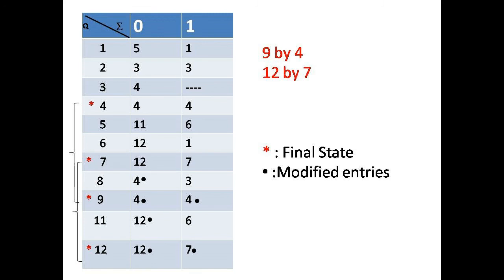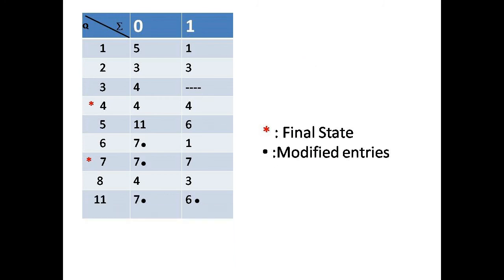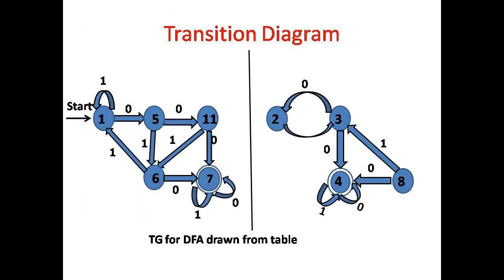We get the minimized table after replacing. This table shows the result after replacing 9 by 4 and 12 by 7. No further minimization is possible in this table. Therefore, now we can draw the transition graph from the state table. By using the transition table, we can draw the transition diagram.